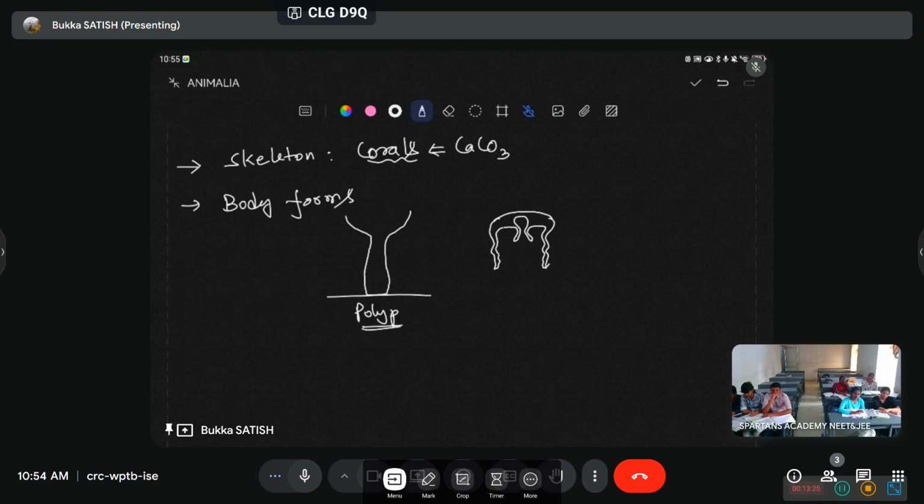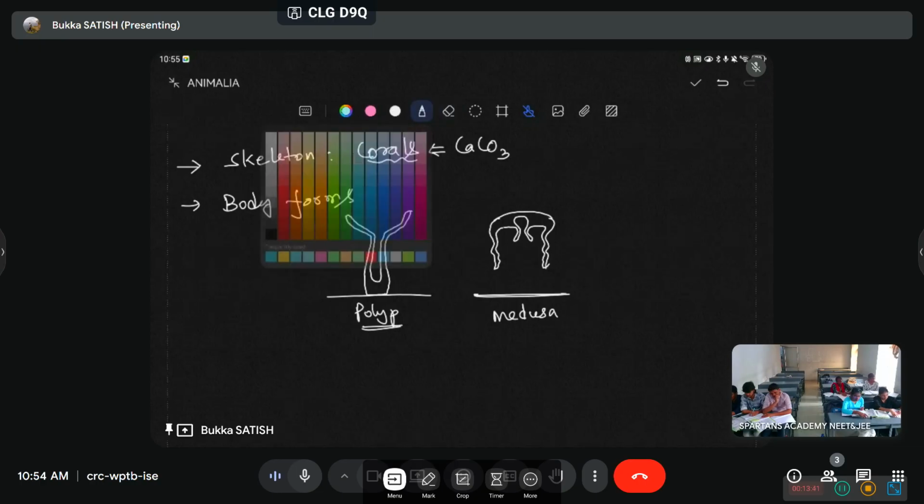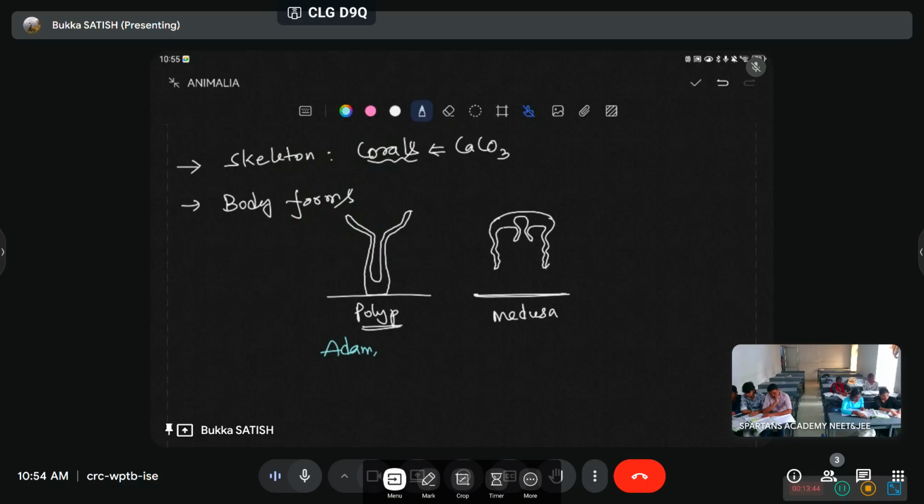This is the other possible form. One is this attached form, attached to the substratum, like you can see in the hydra, polyp form, and the free swimming form, which is medusa. One example for this is Adamsia, which is sea anemones, whereas medusa, you can see in jellyfish, that is Aurelia.